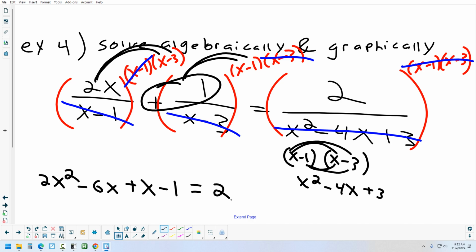Now, at this step, all your fractions are gone, and we should be able to solve it using things we've already learned. What kind of equation is that?